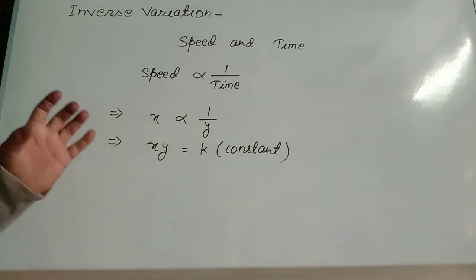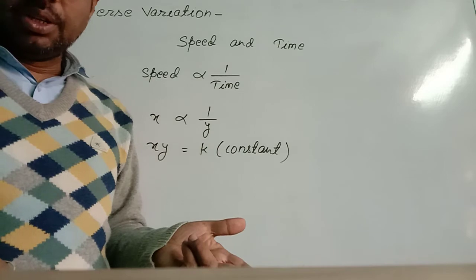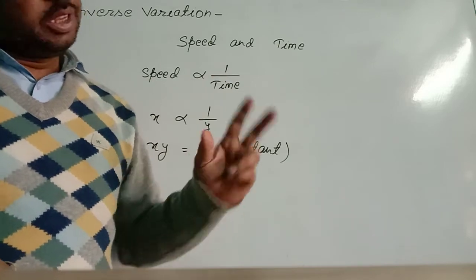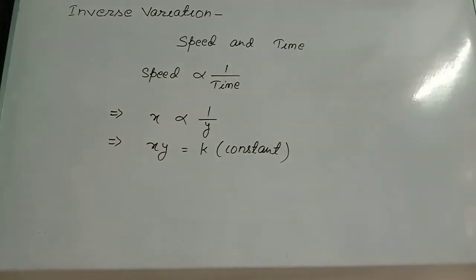So mainly in inverse variation, if the first quantity increases, then the other quantity will decrease, or if the first quantity decreases, then the other quantity will increase. These quantities are in inverse variation.